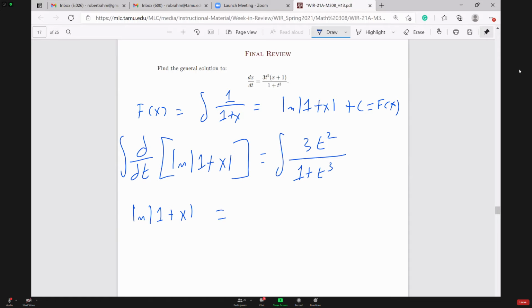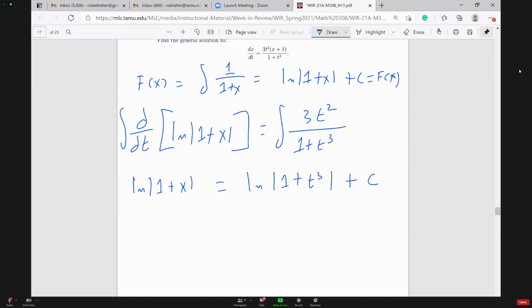U sub. Yeah, u sub, we're going to say u is equal to 1 plus t cubed. If that's the case, then du dt is equal to 3t squared. So this is just going to be the antiderivative of 1 over u. So that's going to be the natural log of u, or the natural log of the absolute value of 1 plus t cubed plus a constant.